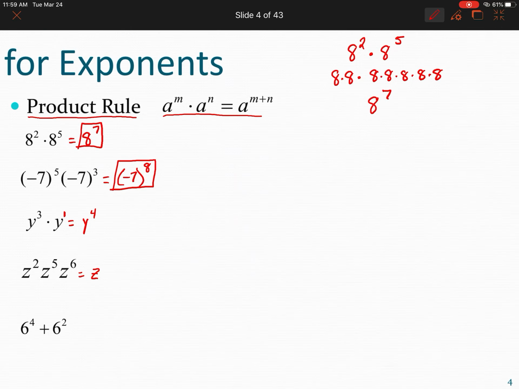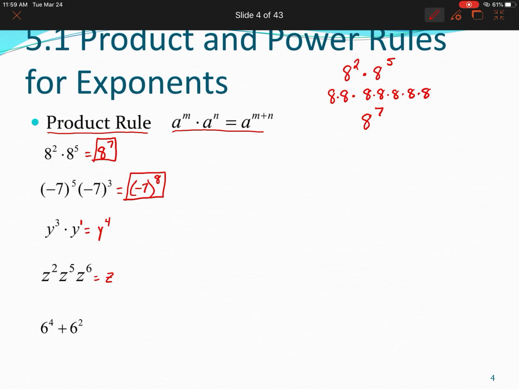And so what about the next one? We do have the same base, so we're going to keep the base, and we're going to add those exponents. So 2 plus 5 plus 6 is going to be 13.